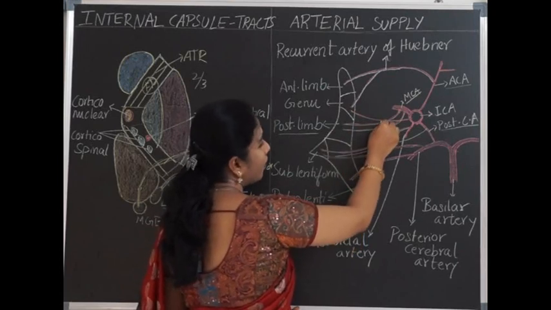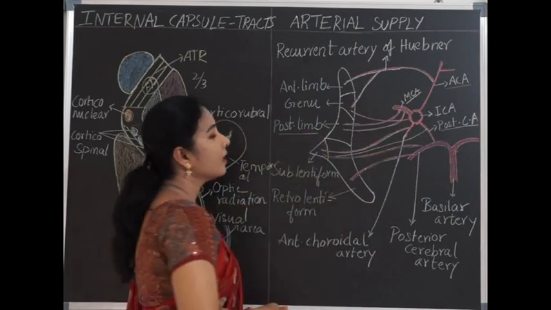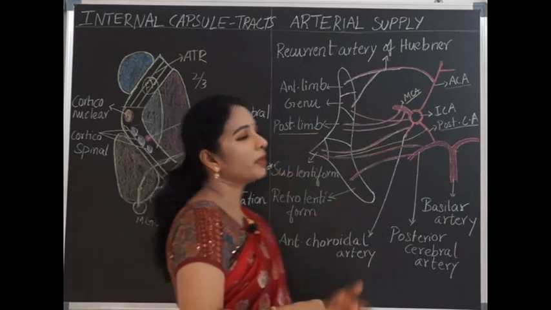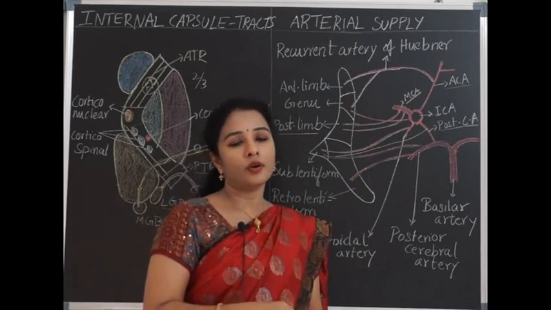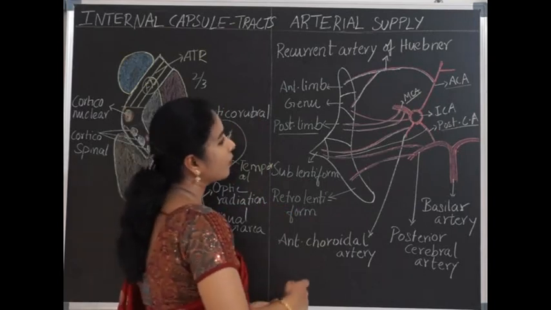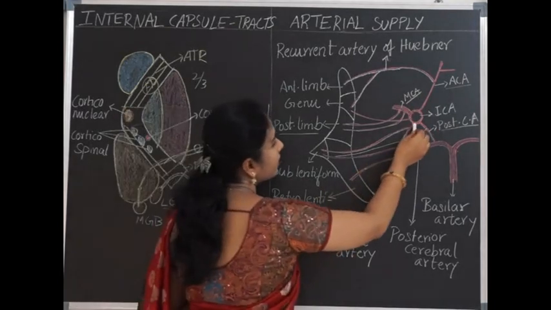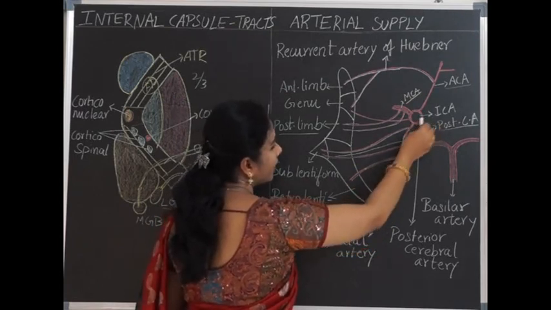So any block or any rupture of this artery, the posterior limb will get affected, and the lesion may result in the contralateral paralysis of the body and also sensory loss on the opposite half of the body. Next we shall see the direct branches from the internal carotid.